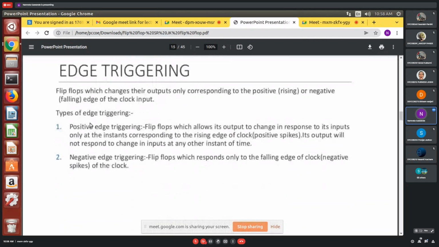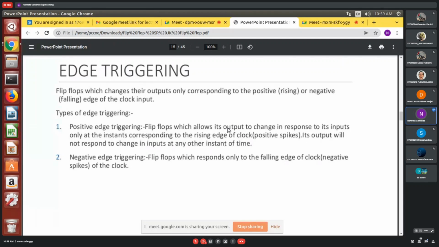So edge triggering: the flip-flop changes its output only corresponding to the positive or negative edge. Positive means rising, negative means falling. Or you can say leading and falling. So the types of edge triggering are positive edge triggering and negative edge triggering.